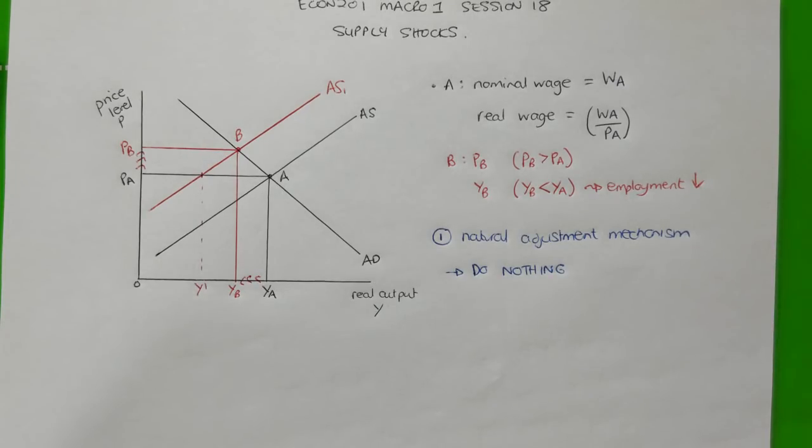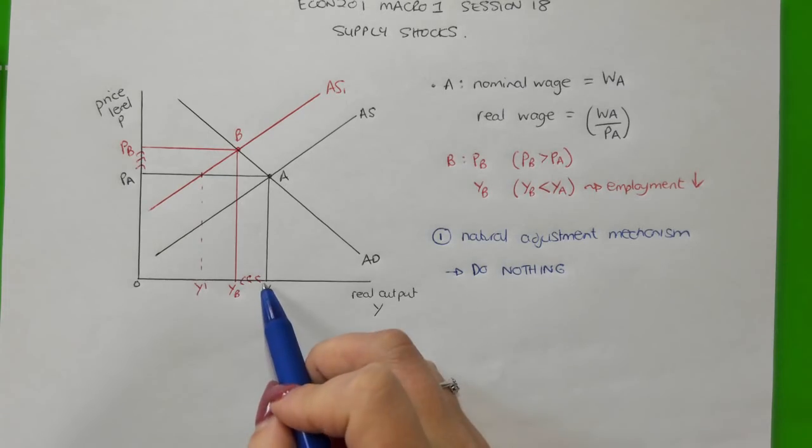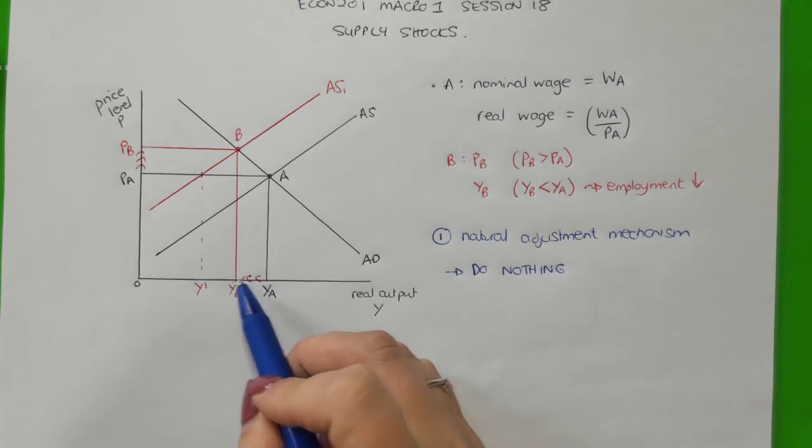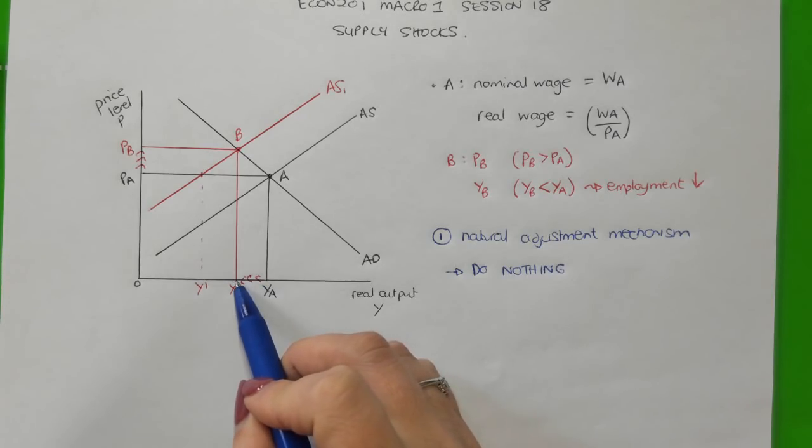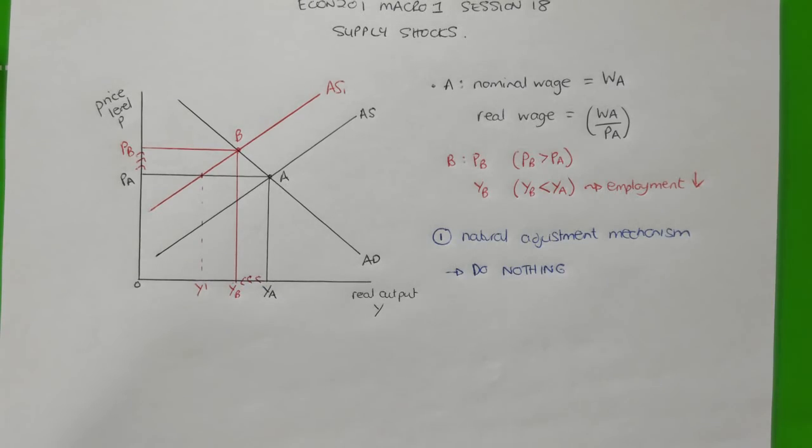And if we do nothing, how is it that the economy could adjust back up to the original level of output and back to the original lower price level? Well, the idea here is that when output falls, this decrease in output is associated with a decrease in employment. Employment falls or unemployment rises.